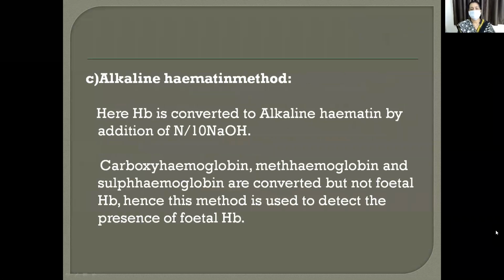Okay, before that, I'll talk about the alkaline hematin method. Hb is converted to alkaline hematin by addition of N/10 sodium hydroxide solution. What is the problem here is that the fetal hemoglobin is not usually converted, but the carboxyhemoglobin, methemoglobin, and hemoglobin are all converted. Hence this method is used to detect the presence of fetal hemoglobin. So the alkaline hematin method is used to detect the presence of fetal hemoglobin.